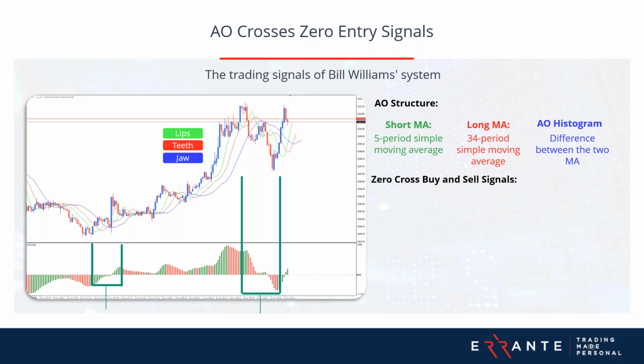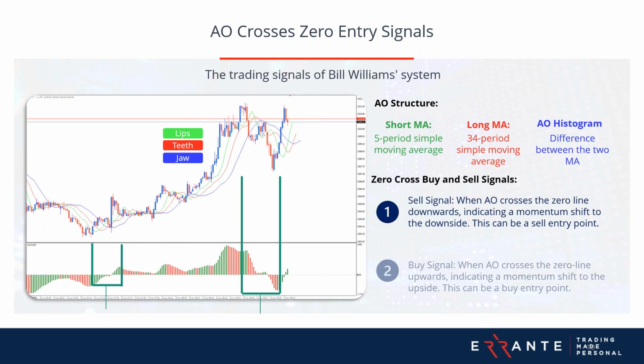Okay, so everyone can see my slide right now. So let me get through more details about the AO. One of the ways that we can generate signals is using the crossover technique. A buy signal is generated when the AO crosses the zero line, indicating a shift in momentum to the upside. Similarly, a sell signal is generated when the AO crosses the zero line downwards, indicating a shift in momentum to the downside.